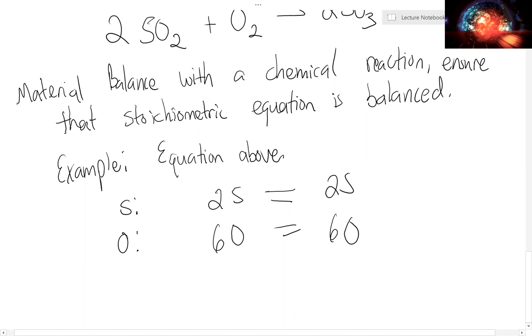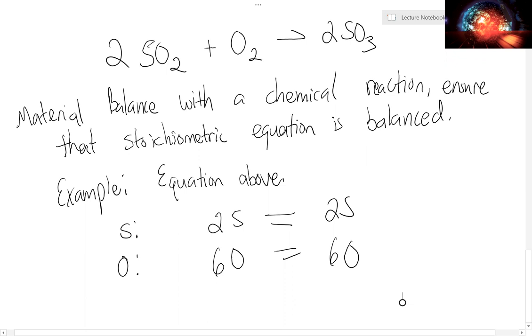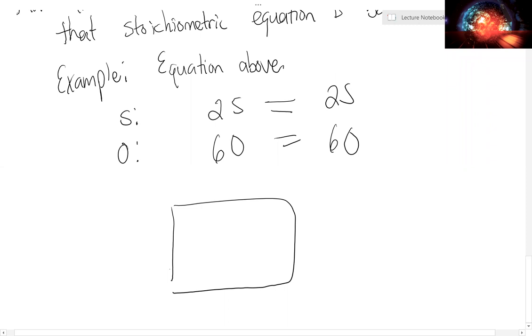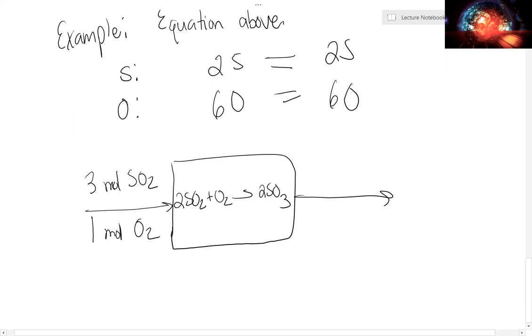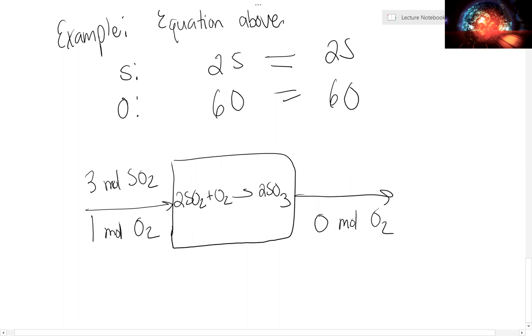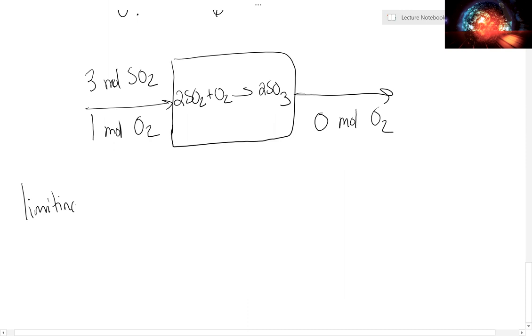So let's look at this equation a little further. Let's say I have this reaction occurring in my system. And let's say I have 3 moles of SO2 reacting with 1 mole of O2. And I'm going to say that I'm going to have 0 moles of oxygen in my output, such that all of the oxygen is going to react in this process. Well, I can look at things in terms of limiting and excess reagents.